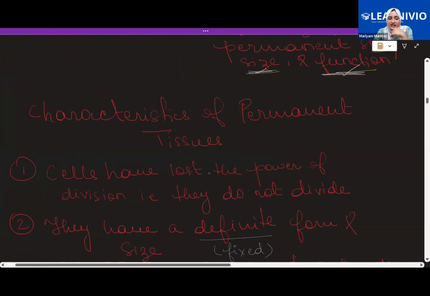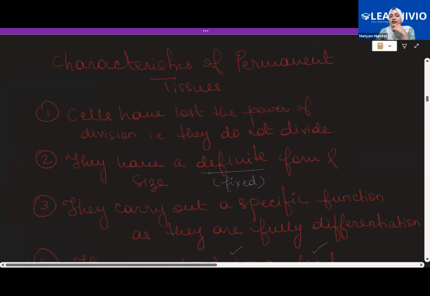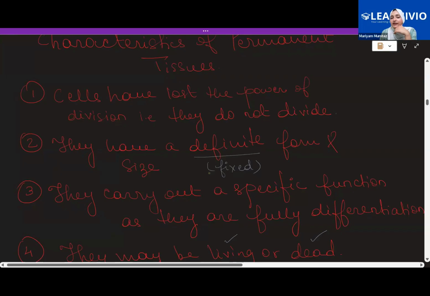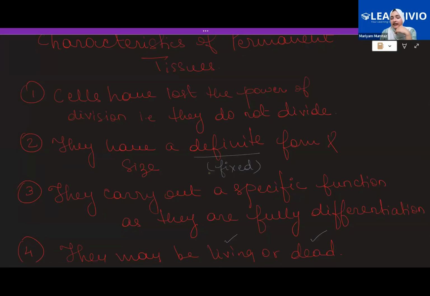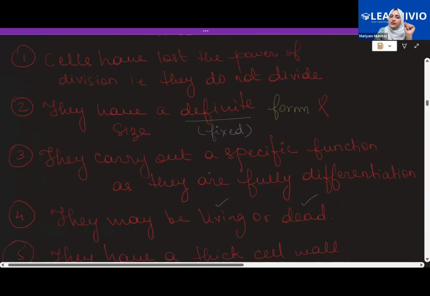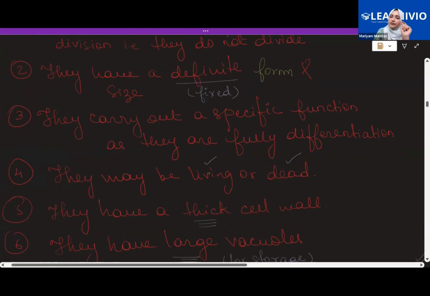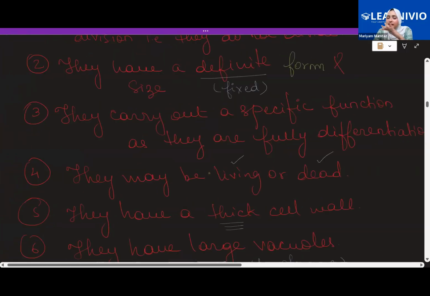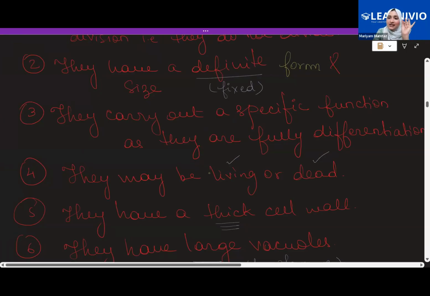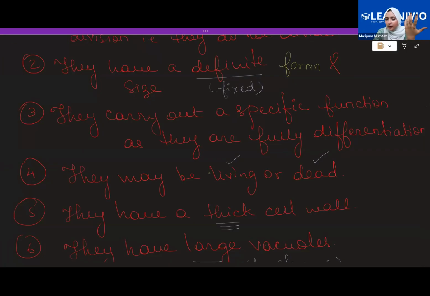Talking about the characteristics of the permanent tissue, first of all, the cells have lost the power of division, meaning now they do not divide anymore. Okay, they can't divide. Second, they have a definite form and size. Okay, this is FORM. They have a fixed shape, fixed size, fixed structure. Their structure does not change with time. They are also responsible for carrying a specific function because they are fully differentiated, meaning they are fully mature. So, they can only perform one specific function. They can't do multiple things at once.